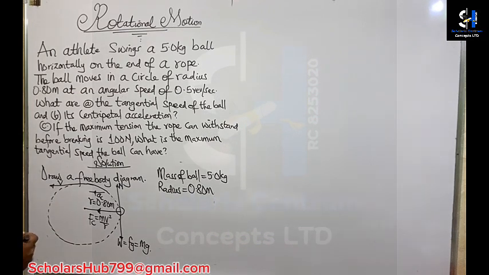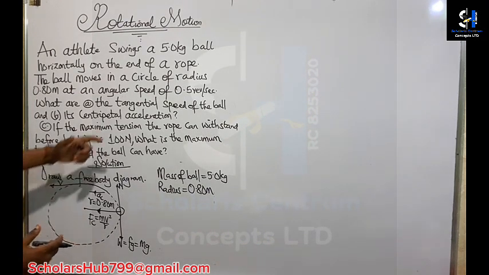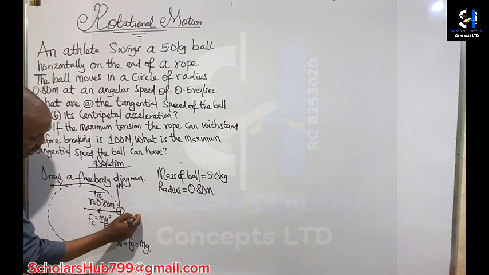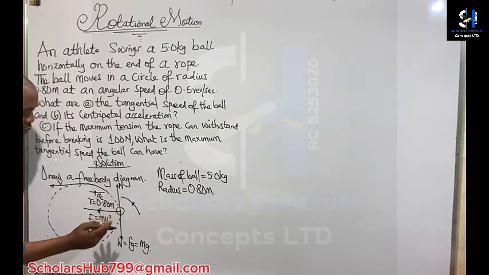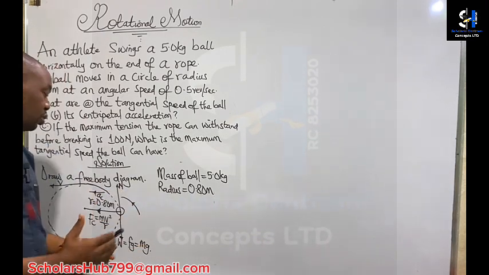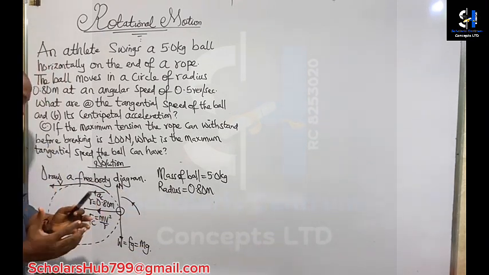0.80 meters. Okay. Now, what again are we given? We're given the angular speed. For the angular speed, let me use this to represent the direction of the angular speed. That's the direction it moves. That is the angular speed.